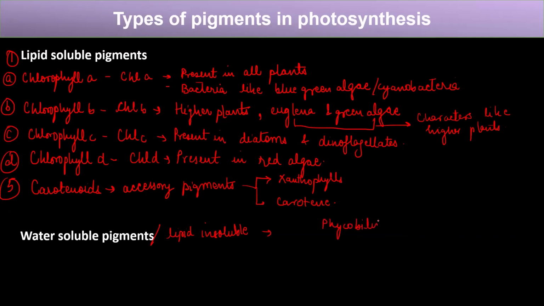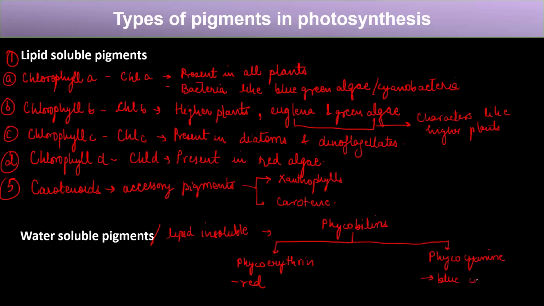So the water soluble pigment present in photosynthesis is phycobilin, and these phycobilins are of two types. The first one is phycoerythrin, and the second one is phycocyanin. So what is phycoerythrin? This is red in color, and the phycocyanin, it is blue.